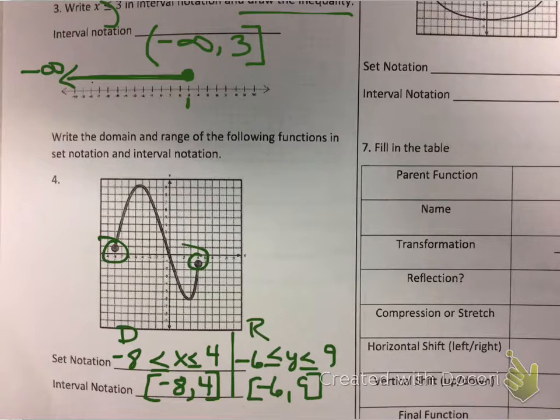Alright, so again, let's remember, domain is left, right. This is something you can put into your note card. Domain, left to right. Range is low, high.